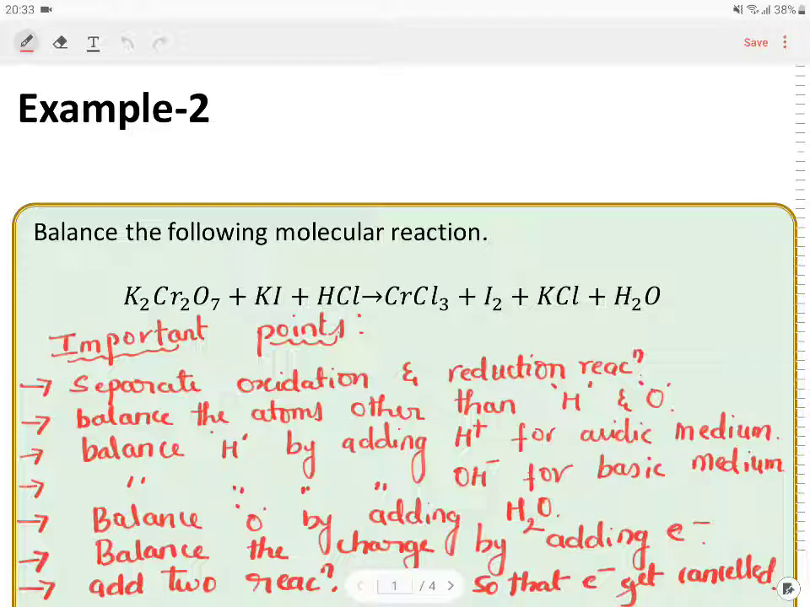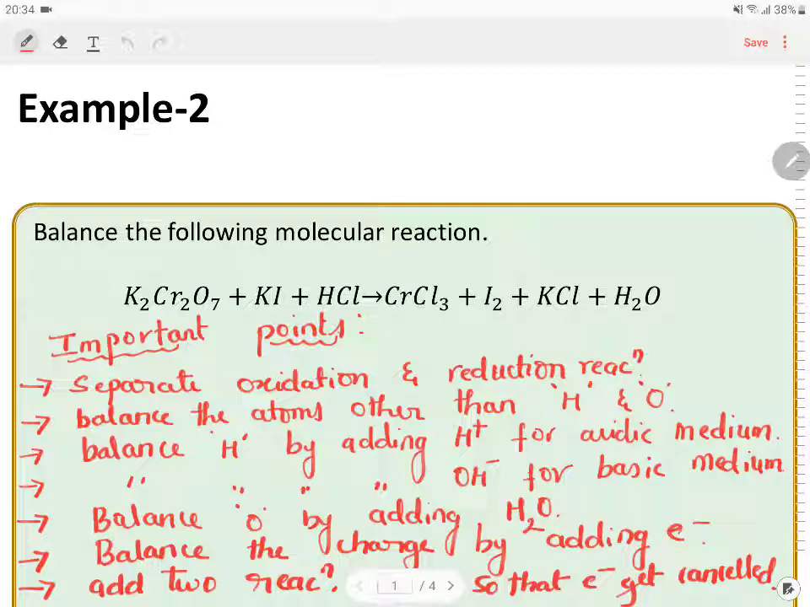Third one, you need to balance the hydrogen by adding H+ ions if the reaction is carried out in acidic medium. Suppose the reaction is carried out in basic medium, then instead of H+, we need to make use of OH-. So make a note of this. Then balance the oxygen atoms by adding H2O.